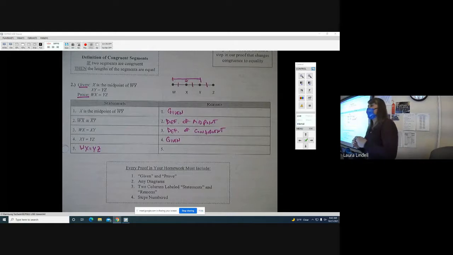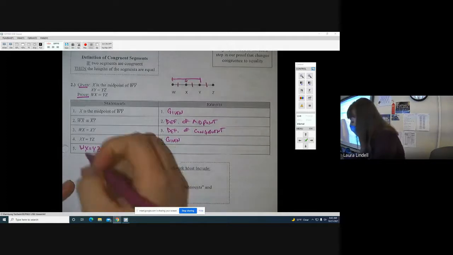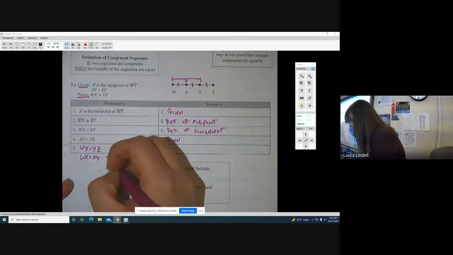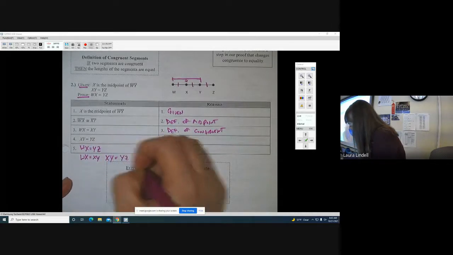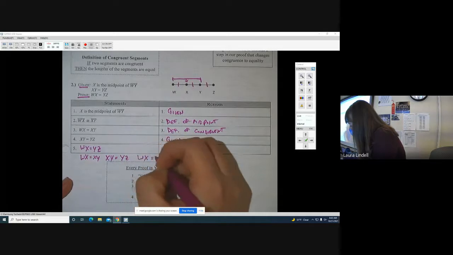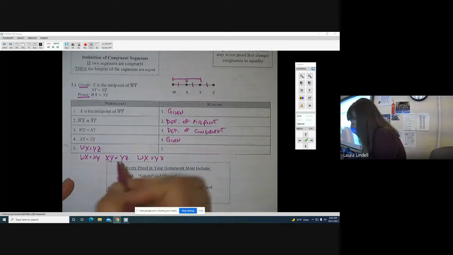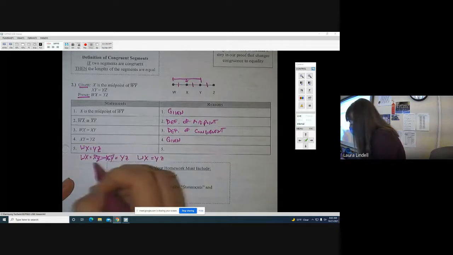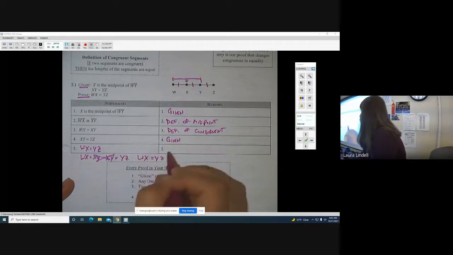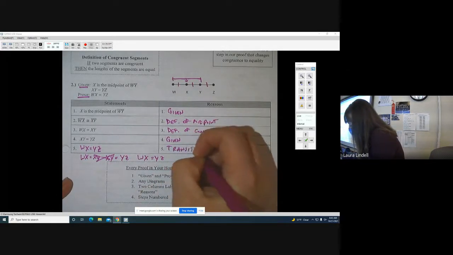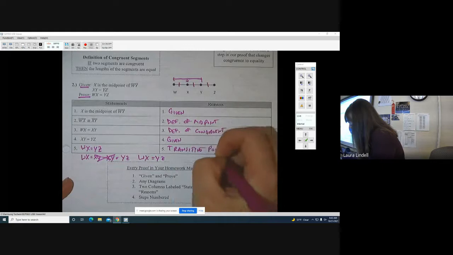Yeah, transitive. So if we write it out side to side, we can recognize it a little better. WX equals XY. XY equals YZ. So WX equals YZ. There's our middleman, the one that's the same. If we cut that out, we get WX equals YZ. That's how we know that this one is transitive. Okay.